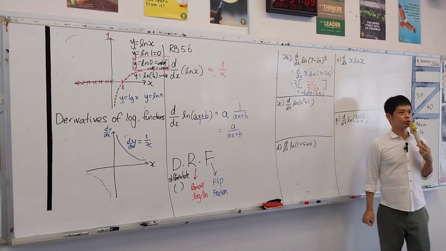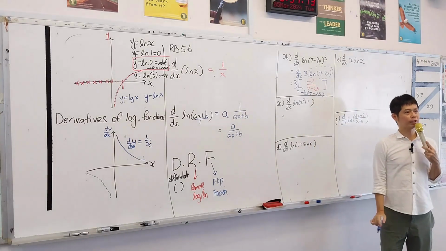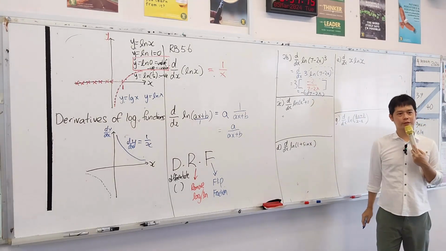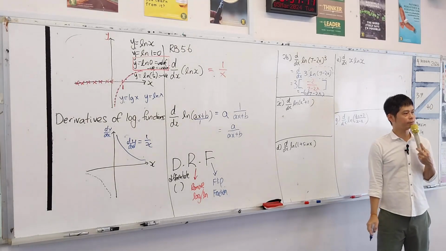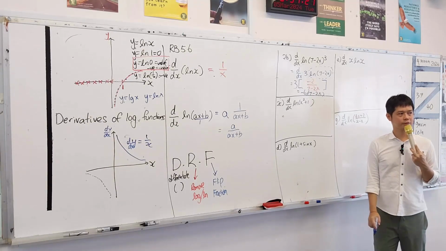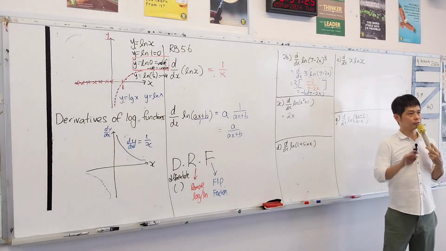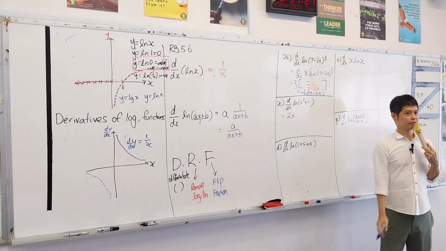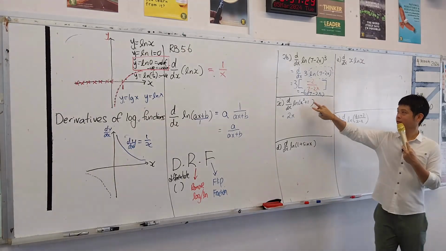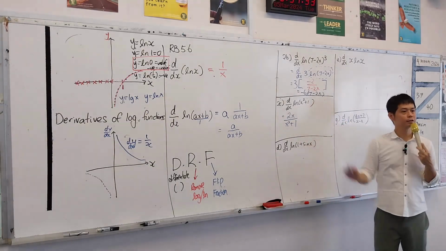Okay, 2C, let's do again. First step, what do I write? Come together. What do I write? DRF. Yeah, so what do I write first? 2x. Yeah, 2x. Remove the ln. Flip the fraction. x over 2x squared plus 1. Yeah. And we are done.